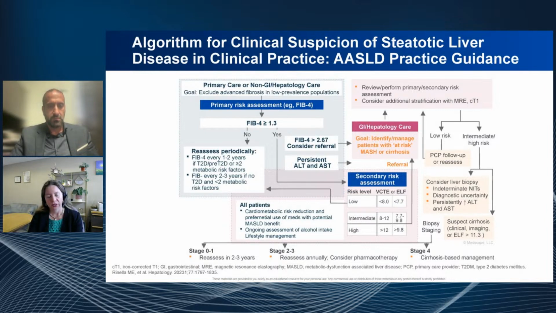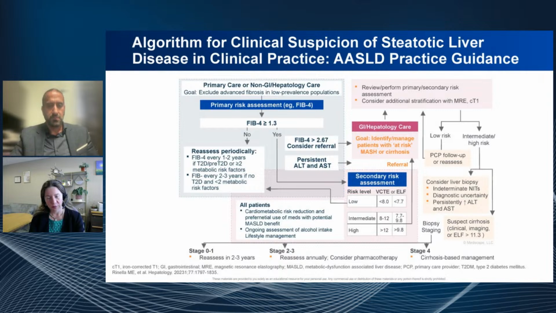The other category would be patients who have excess weight or obesity and other metabolic risk factors such as high blood pressure, dyslipidemia, hypertension, and so on. And then the other category is those who have incidentally found excess liver fat on imaging performed for other reasons.